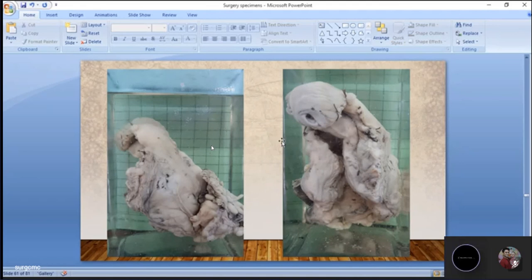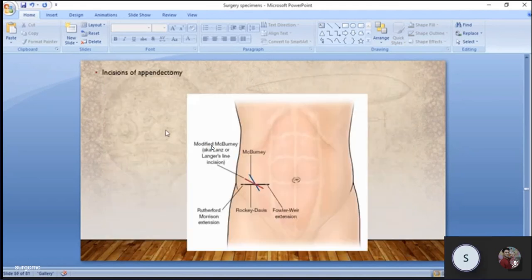Sir, which incision is most common? I have already told this one. McBurney's is the most common incision given, commonly given in emergency. Appendicectomy can also be done by midline incision or paramedian incision, but these are very important and usually asked. McBurney's incision is the most common given incision.